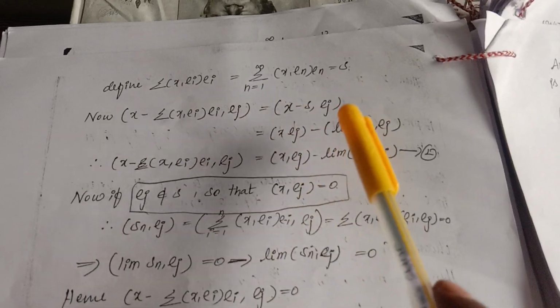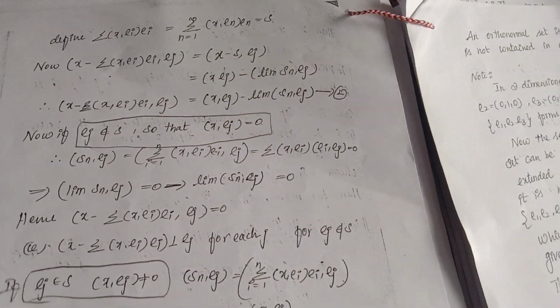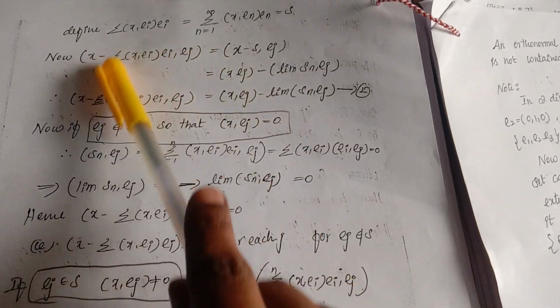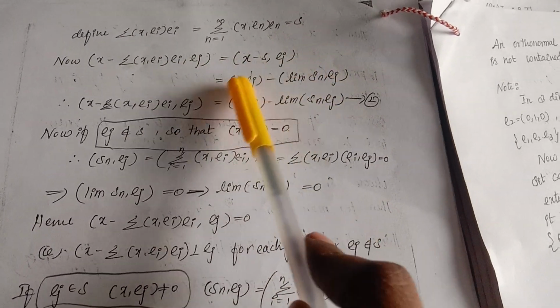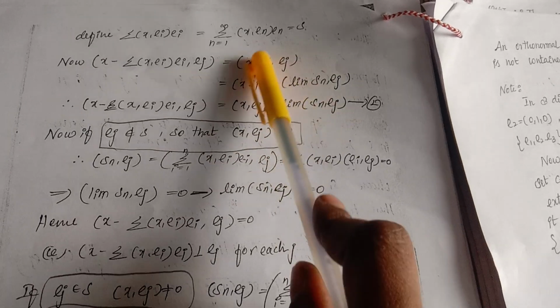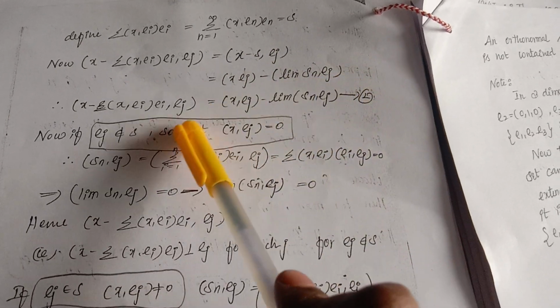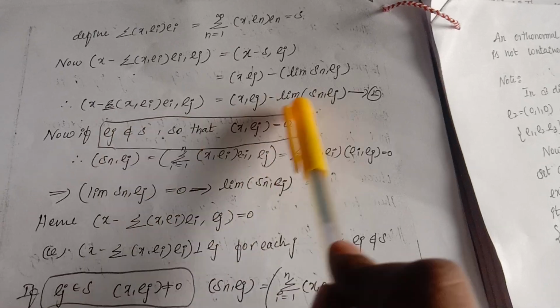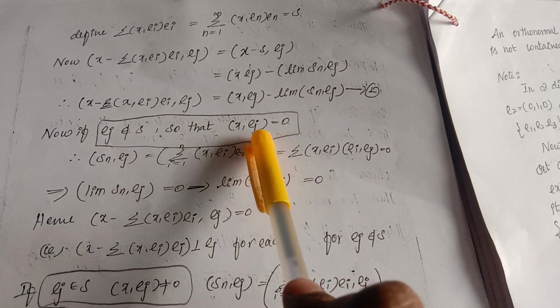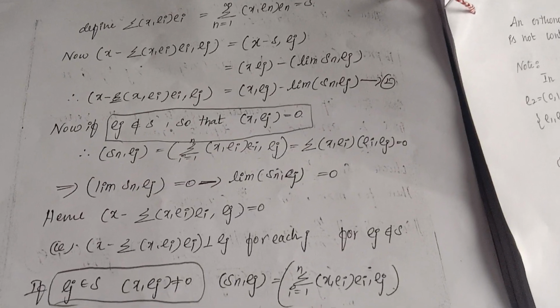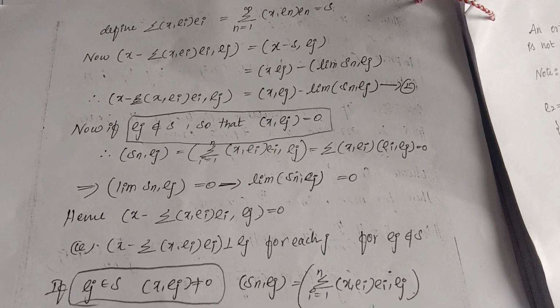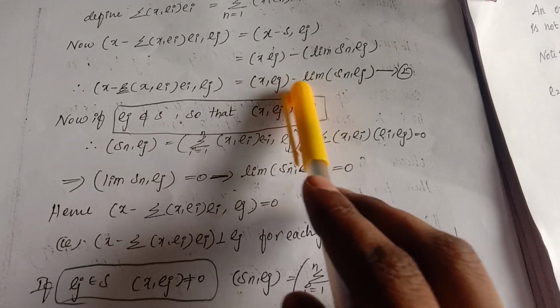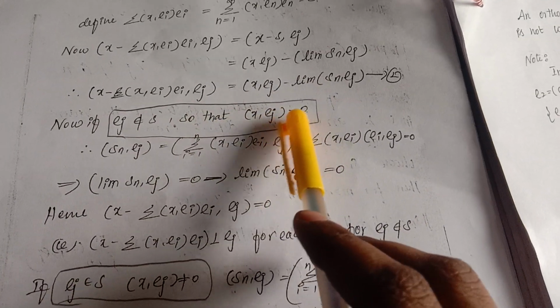We take this term and we have to prove that it is orthogonal. So for that, x minus this term, which is S, inner product with e_j, gives ⟨x, e_j⟩ minus the limit of ⟨S_n, e_j⟩. First, if e_j does not belong to S, then ⟨x, e_j⟩ equals 0.